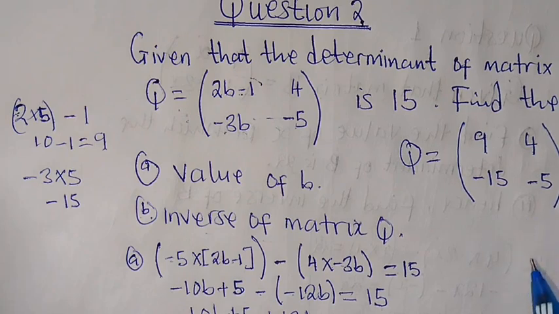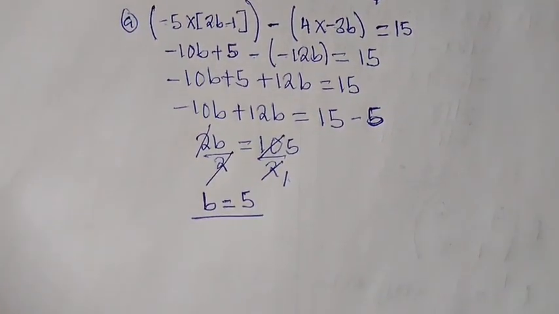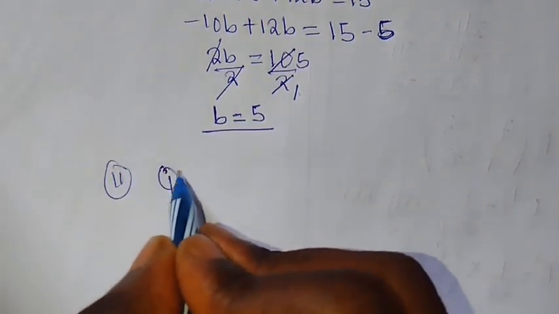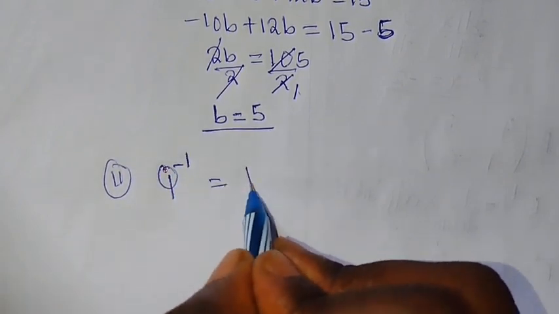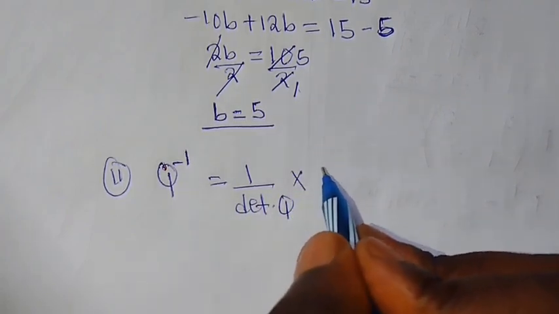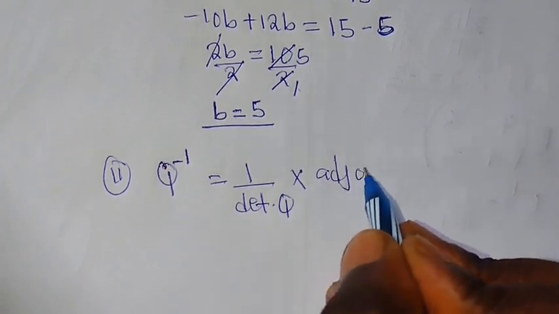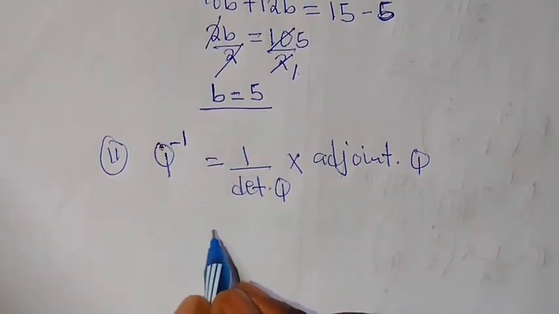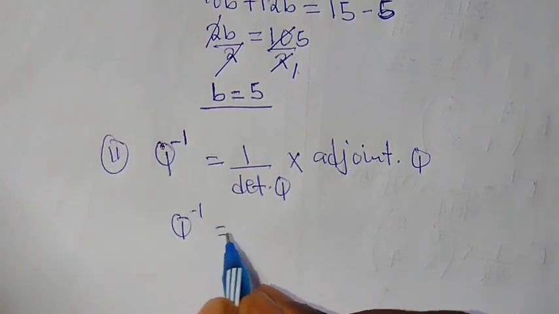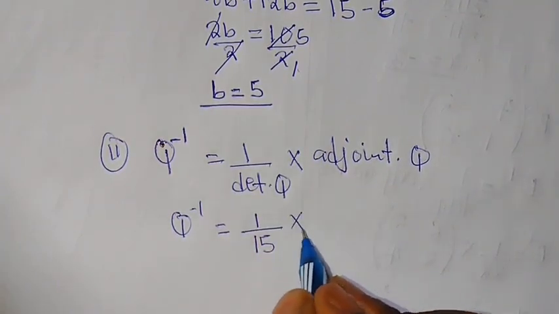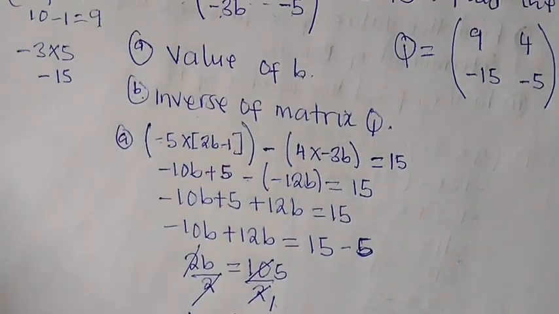So having known our original matrix, we can now find the inverse of matrix Q. So this is what we are going to do. To find the inverse of the matrix, we say matrix Q inverse is equal to 1 over the determinant of matrix Q times the adjoint of matrix Q. So from this stage now, we are going just to substitute Q inverse equal to 1 over the determinant of Q we have been given, which is 15, times the adjoint of matrix Q.